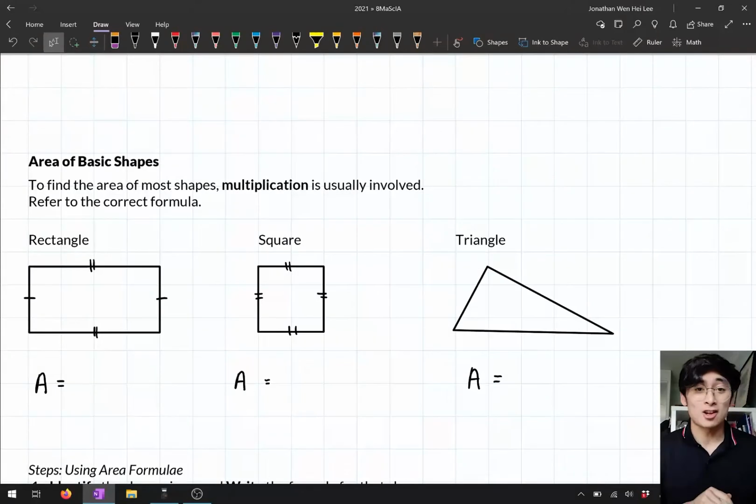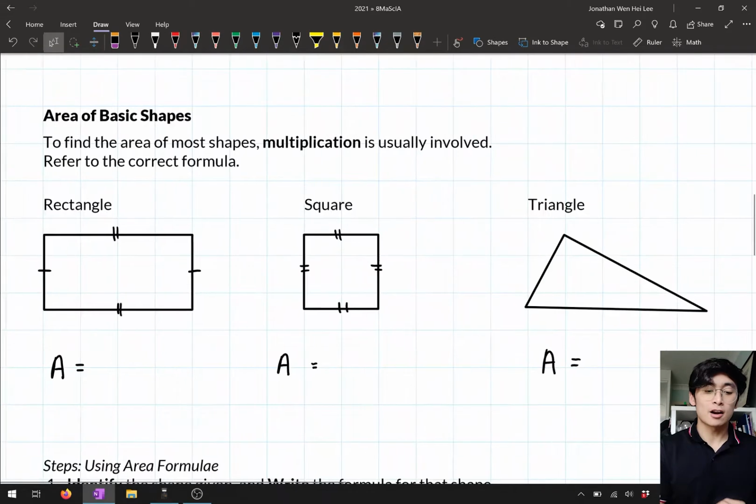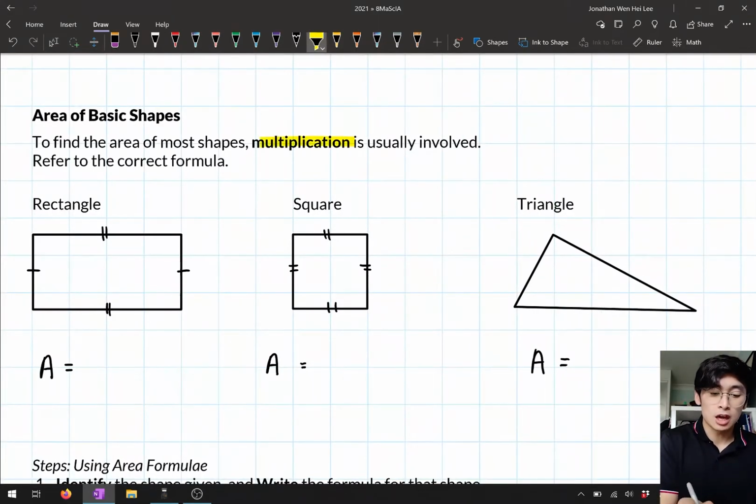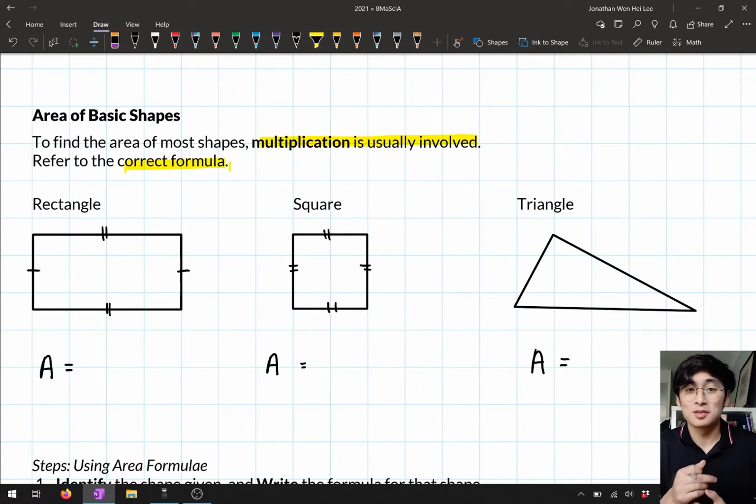The next thing we need to do is we need to actually calculate the area of different 2D shapes. So to find the area of most shapes, multiplication is usually involved. But in particular, we actually need to use the correct formula for our particular shape. So here we need to refer to a few area formulas for different shapes. So here we've got 3 shapes that we're going to be looking at: a rectangle, a square, and also a triangle. So let's talk about the rectangle first.